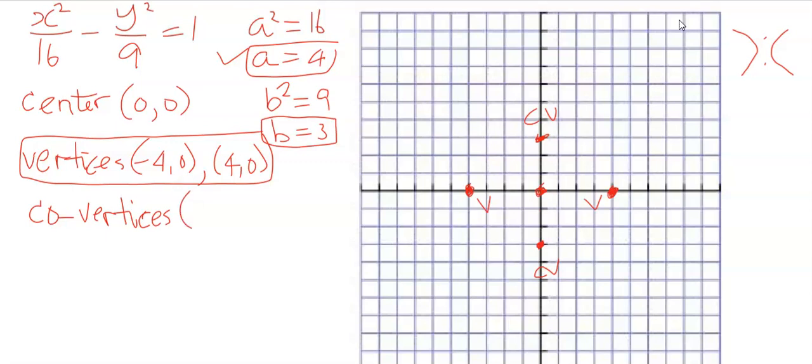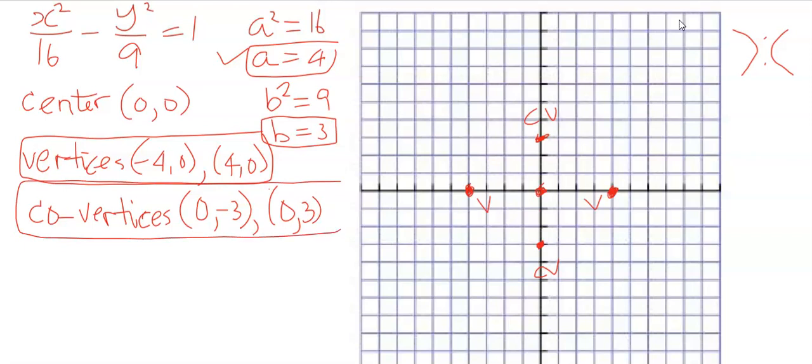Now, isn't this simple? Having that piece of graph paper there and knowing which way to move makes this pretty straightforward. So my two co-vertices, one is at (0, -3). That would be the one that I moved down to. And the other one is at (0, 3). And that's the one I had to move up to. Now remember, if this hyperbola had opened up and down instead, then I would have had to go up and down from my center to get my vertices, and I would have had to go left and right from my center to get my co-vertices.